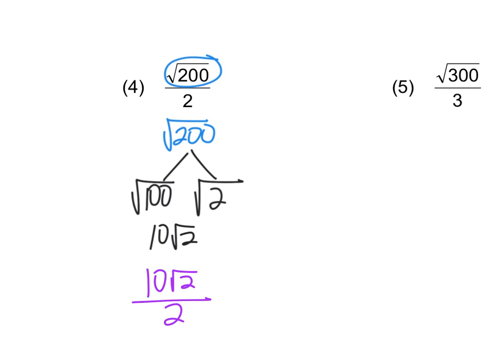Now, just as I said before, you can't divide a radical by an ordinary number. You can divide 2 ordinary numbers. I've got a 10 and a 2, and neither of those values are radical, so those can be divided. So I would end up with 5 rad 2.